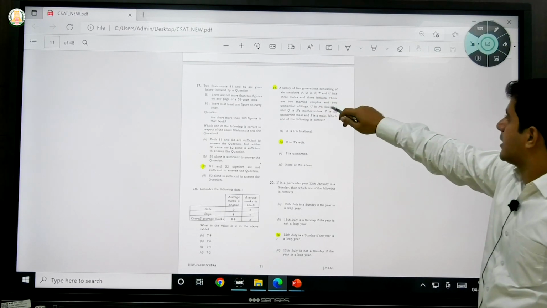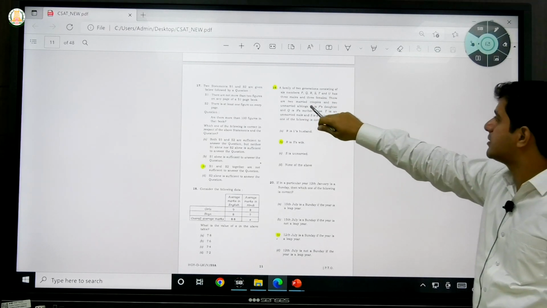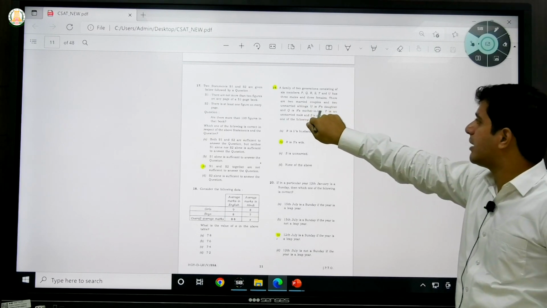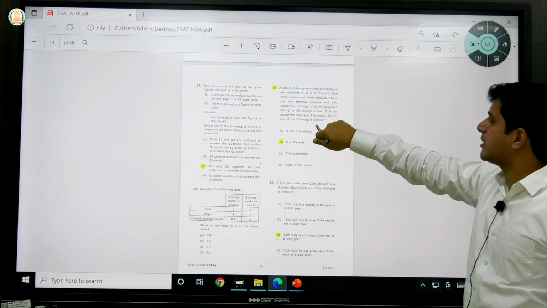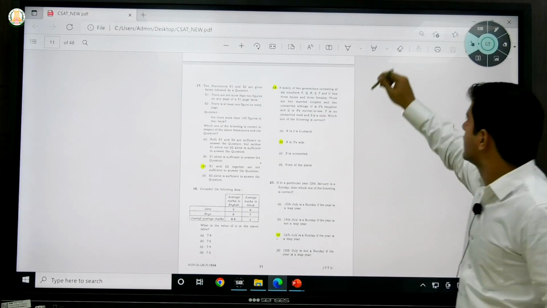So this is what I was telling. A family of 2 generations consisting of so many members. 3 males, 3 females. 2 are married. U is P's daughter, Q is R's mother-in-law. So if you want, we'll solve this. Shall we, or we'll try it out?